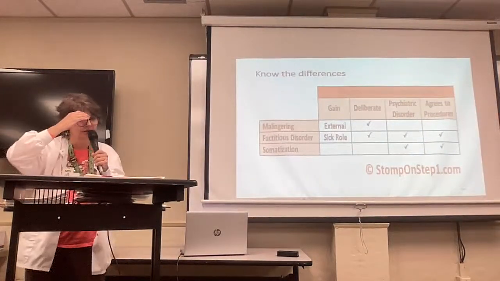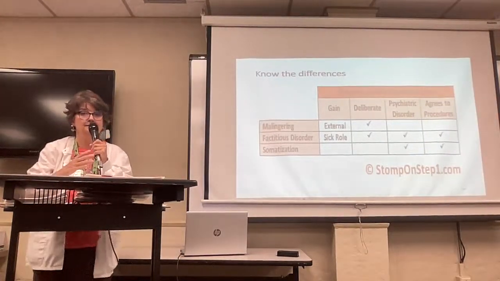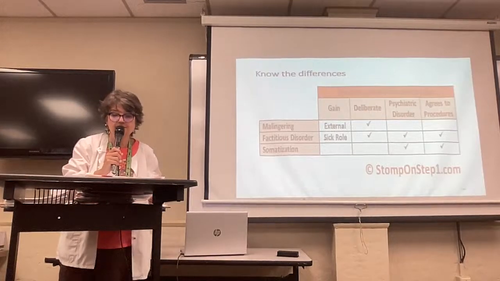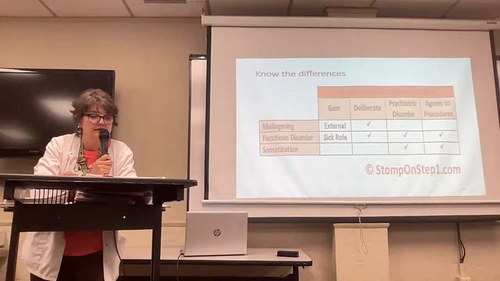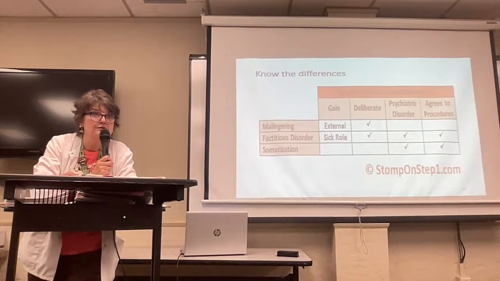Okay, so make sure that you know the difference between these. So let's look at the symptoms of each one of them. Malingering is conscious. The gain is external, and it's deliberate. They're deliberately lying. Factitious disorder, or Munchausen disorder, is conscious. What's the gain from this? The sick role. They love the sick role. Is it deliberate? Yes, it is.